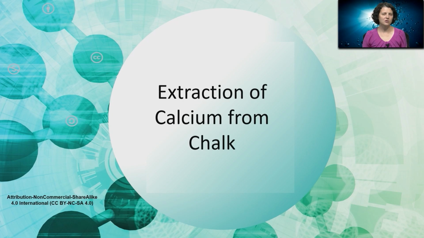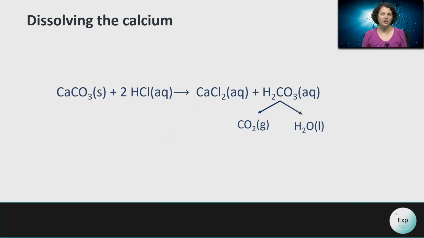Now, to start the extraction of calcium, the first step is to remove the calcium from its original source and convert it into a soluble form. We accomplish that by reacting our calcium carbonate chalk with hydrochloric acid.